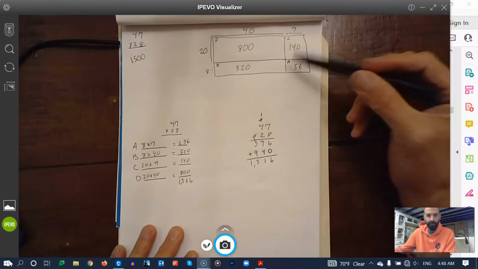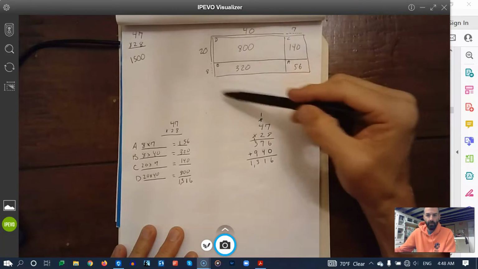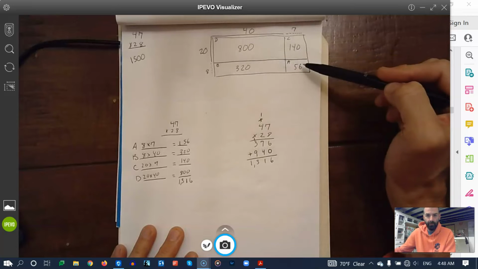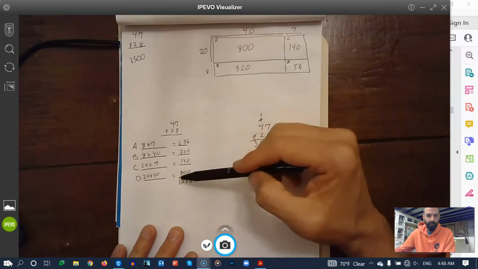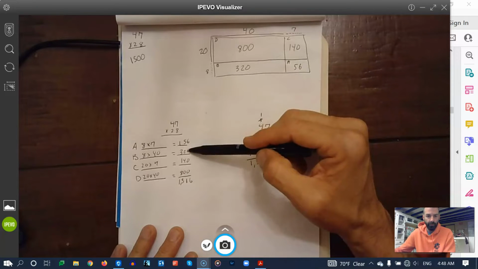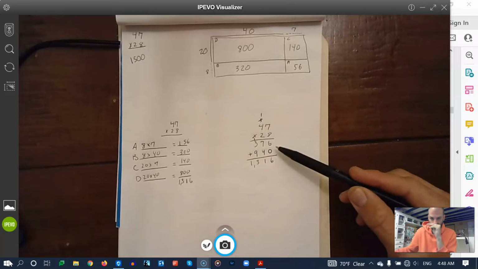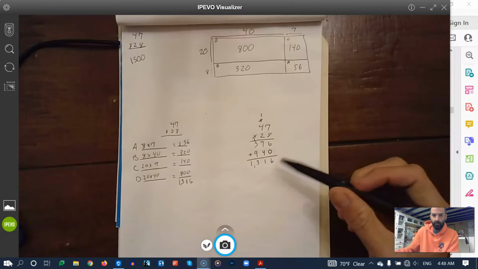All right, so if we take a look at everything here, we see in this one we have 4 partial products, right? We have 1, 2, 3, 4. Here we also have 4 partial products, 1, 2, 3, 4. But here we only have 2. Okay, and where do they come from?